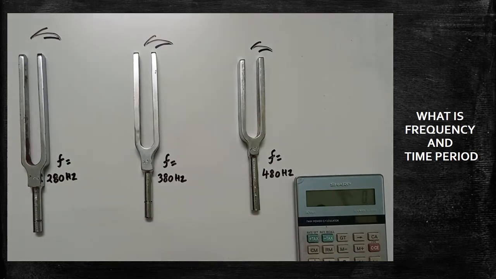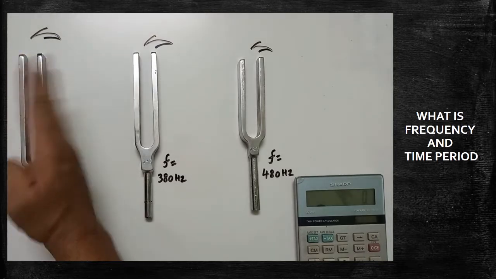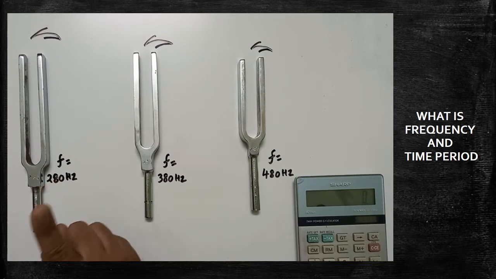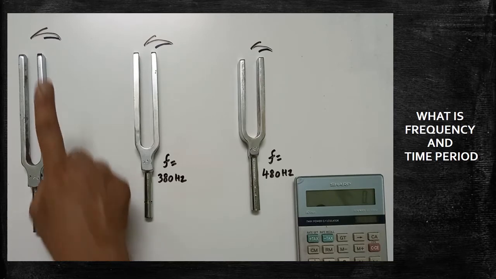Now we are going to learn what is time period. What is time period? Here, so many vibrations are taking place. 280 vibrations are taking place per second. Are you clear? Now we have to find out the time taken for one vibration. Look at that.